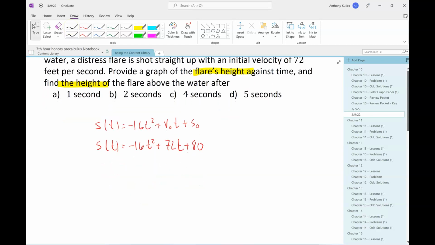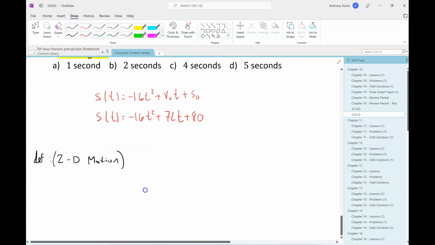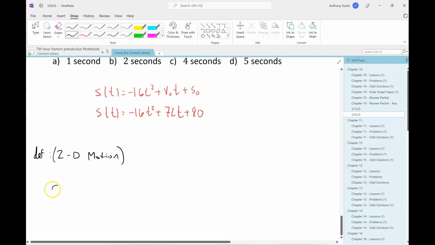Now, two-dimensional motion, not a lot we can do with this. So that's our example for one-dimensional motion. Two-dimensional motion is much more versatile. So let's define how we do that. For these 2D motion equations here, we have to use parametrics.